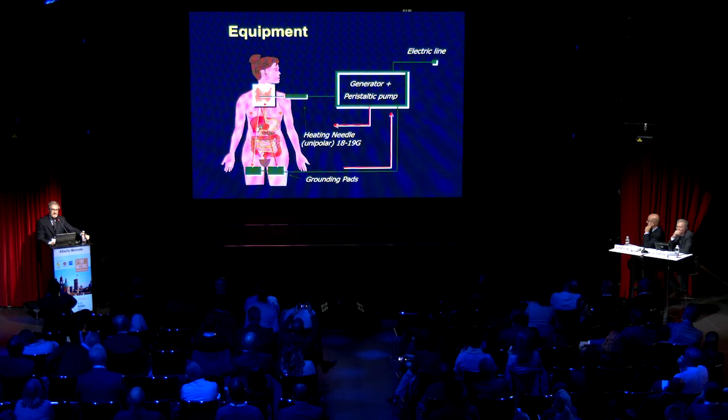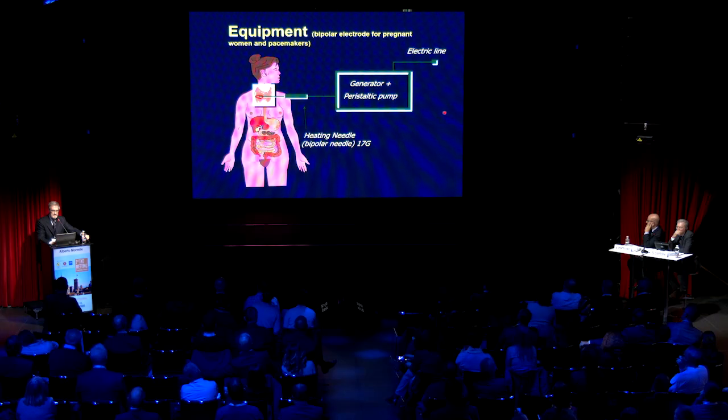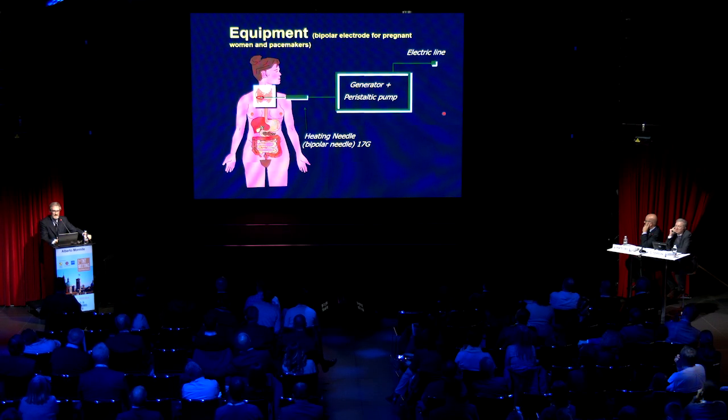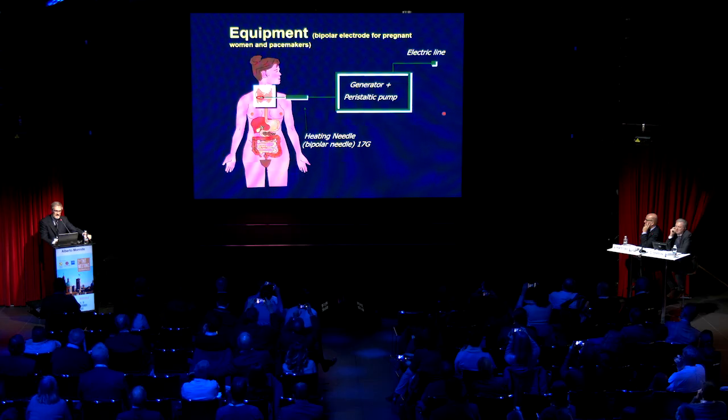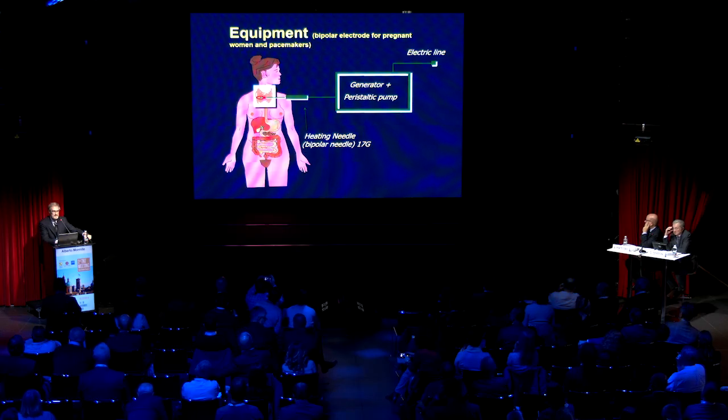Current runs through the entire body, from the point of the electrode to the ground pads. In patients who have a pacemaker, pregnant women, or a metallic prosthesis, we can use a bipolar electrode. The bipolar electrode adds the ground pads into the electrode, so the electricity remains on the point of the needle, and there is no passage of current along the body.